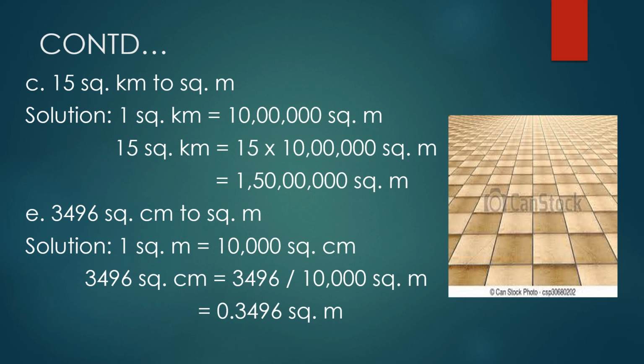We are converting from a smaller unit to a bigger unit. Now here, please remember, when we are converting from a smaller unit to a bigger unit, we divide by the conversion. And when we convert from a bigger unit to a smaller unit, we multiply. So here the conversion is 1 square meter is equal to 10,000 square centimeter. And because we are converting the smaller unit to a bigger unit, we are dividing.